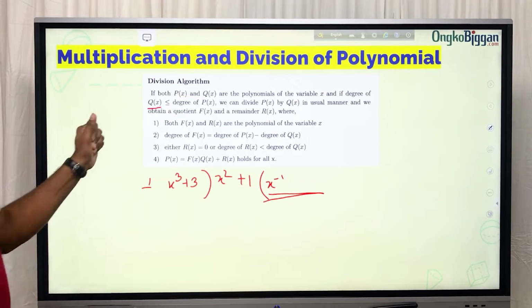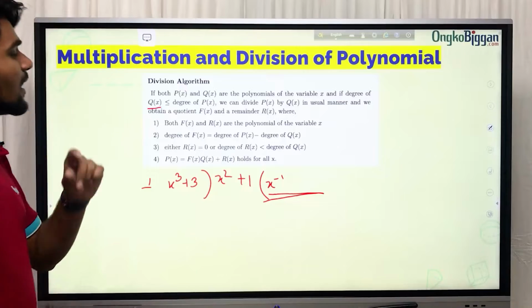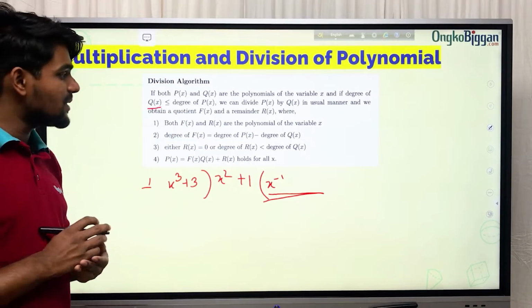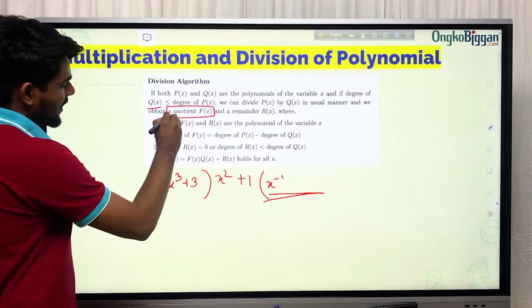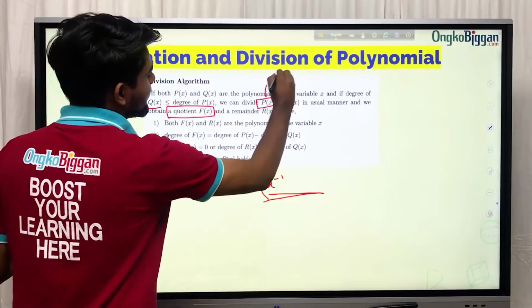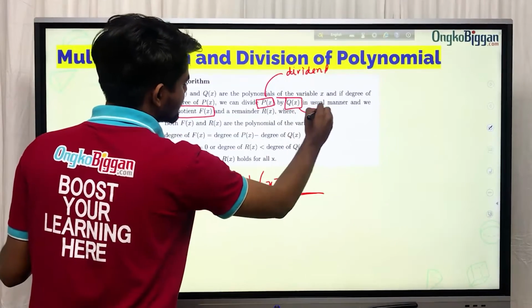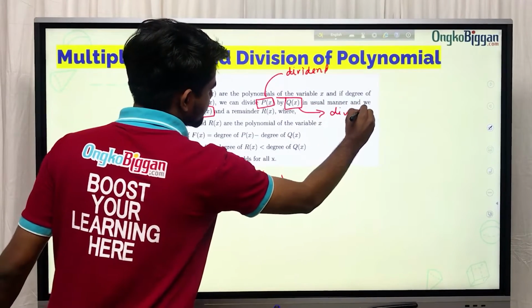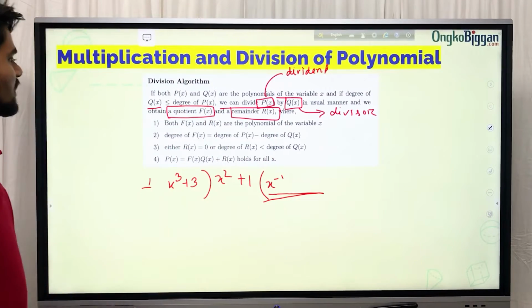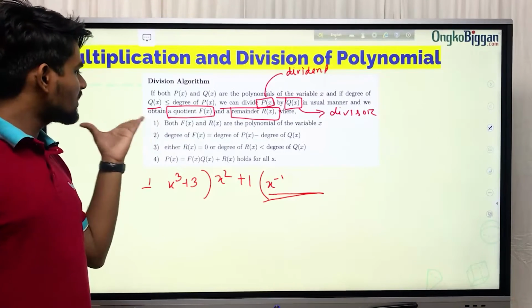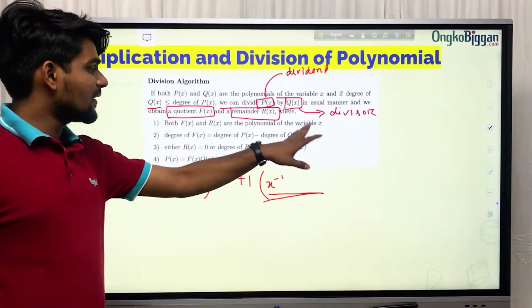So in most cases we are trying to say that the degree of p(x) is larger than the degree of q(x). If that is the case, we can divide p(x) by q(x) in the usual manner and obtain a quotient f(x). So p(x) is the dividend, and q(x) is the divisor, and the remainder is r(x). So we see that both f(x) and r(x), that is the quotient and the remainder, are polynomials of the variable x.